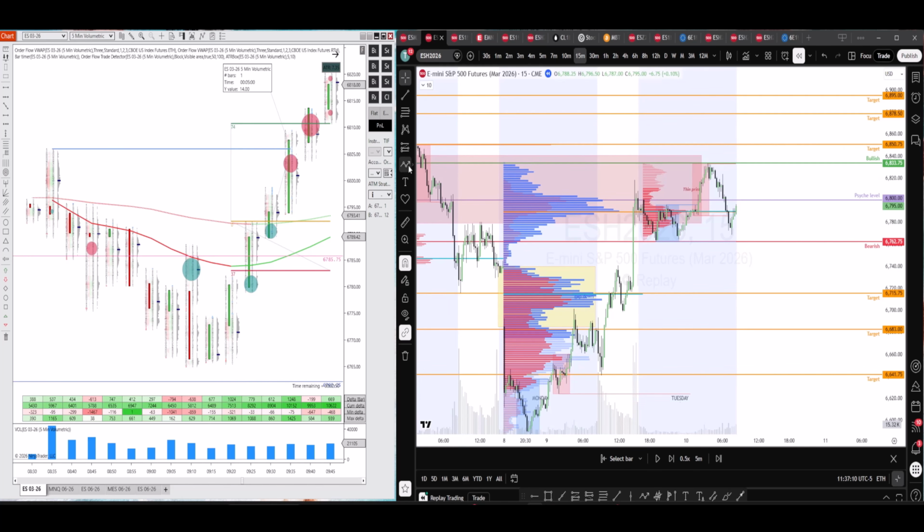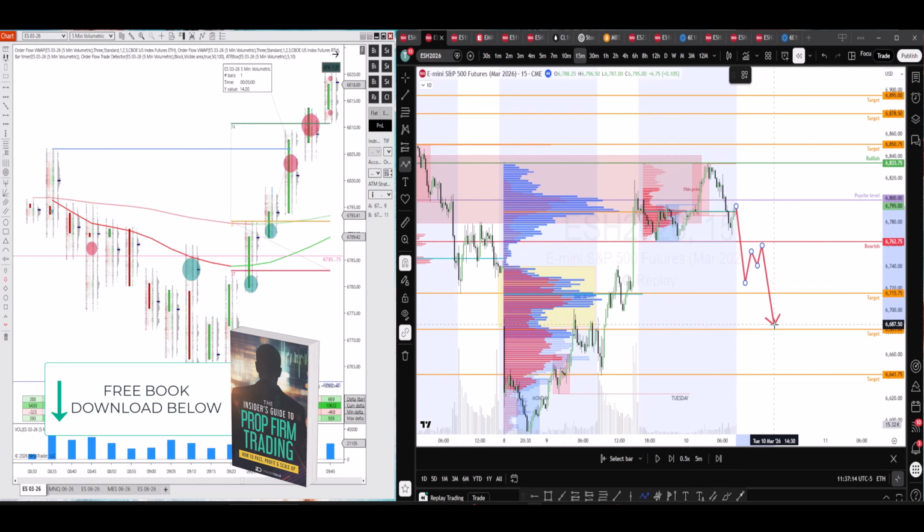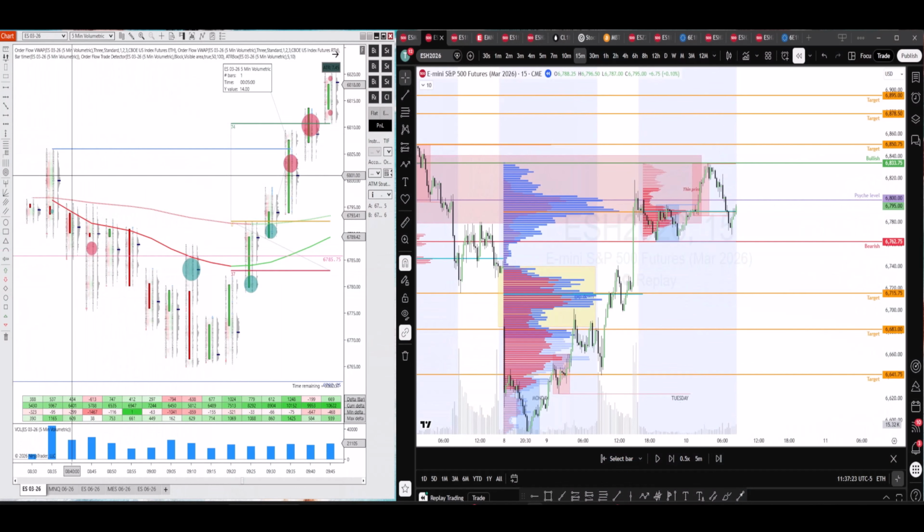If that fails to materialize and instead we push through here, we hold, I would look for that sell side extension back to the downside. So those are the primary four scenarios I'm looking at coming into this session. So let's walk through this trade.